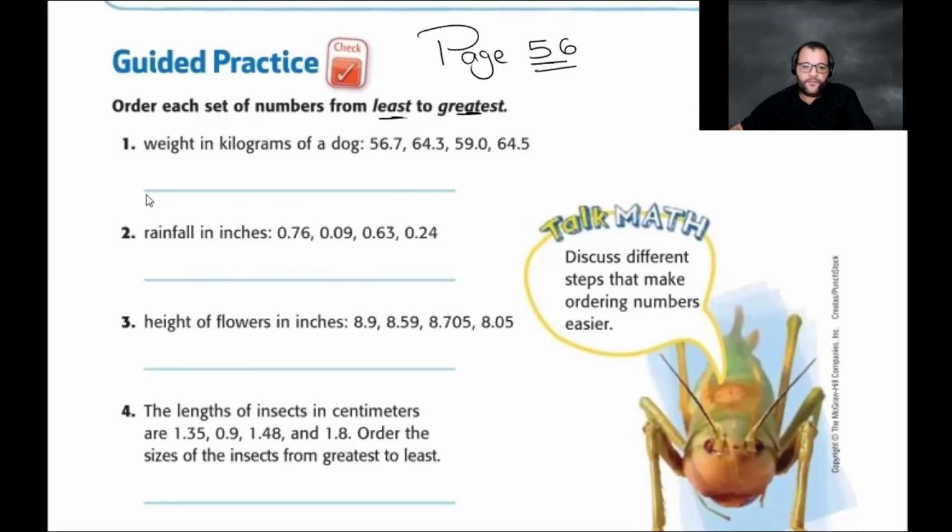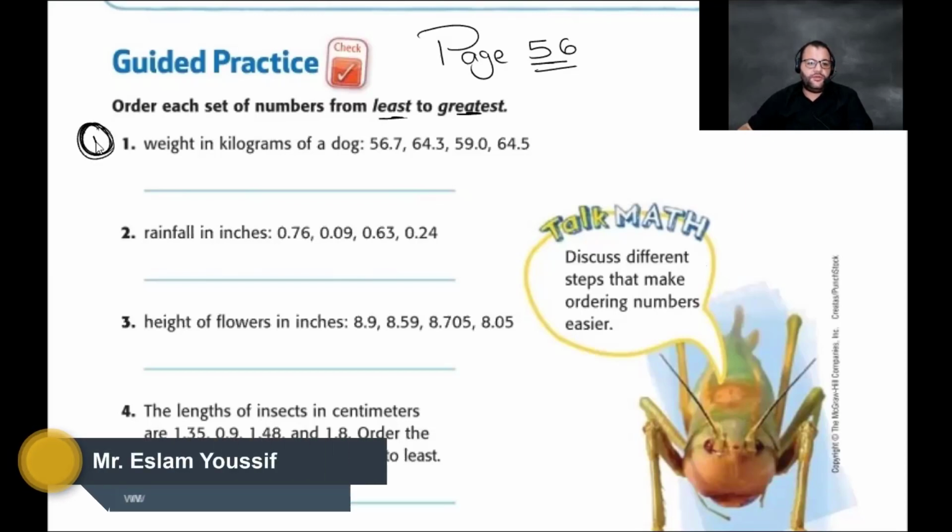Malik, what is the least one? What is the smallest? Malik is not here. Hamza. 63.3. That is the smallest number. 64.5. Just 1 minute. There is no 63. We are solving question number 1.